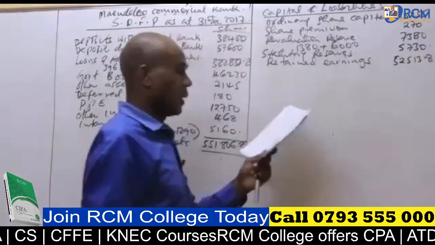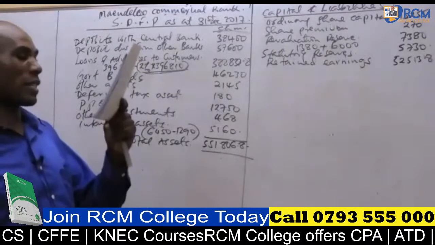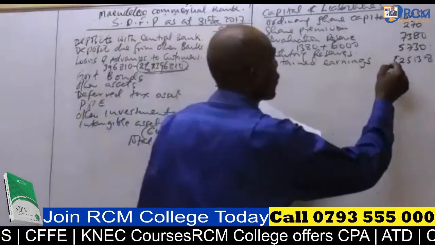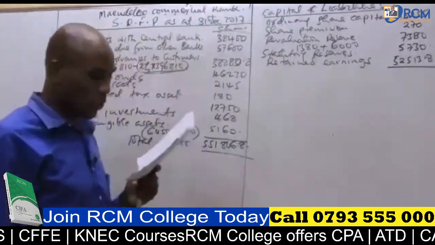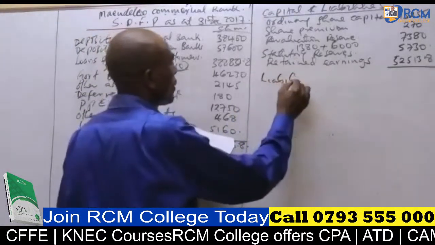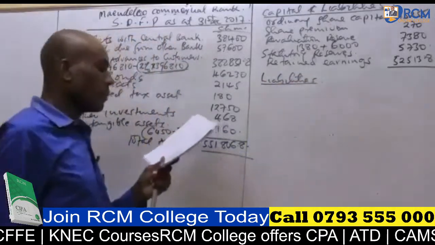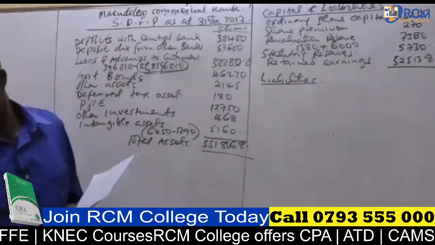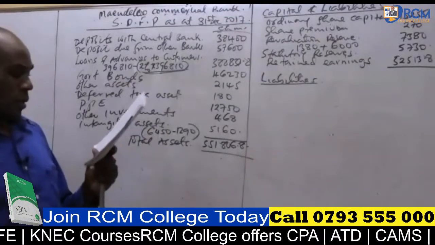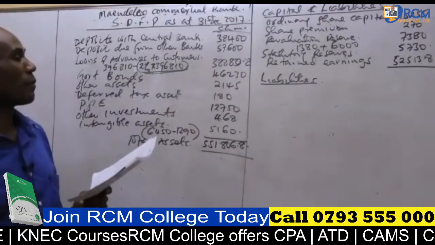$52,513.8. Any other reserve, maybe we have forgotten, maybe any other reserve? I don't think we have it. Therefore, total reserve there. Then we come to liabilities.